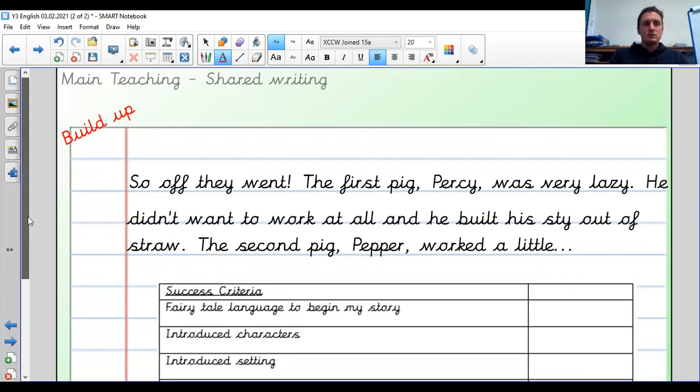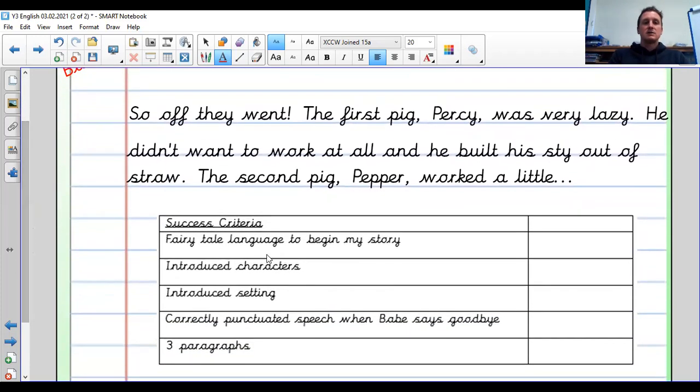And hopefully you used this success criteria to measure how well you did in yesterday's lesson. So did you use fairy tale language? Did you introduce those characters? Which characters have we met so far? Well, we've met Babe, we've met Percy, Pepper, and Penny. Have you made sure that you have their names in there somewhere? Hopefully you talked about Farmer Hoggett's farm, all right? So that's the setting introduced.